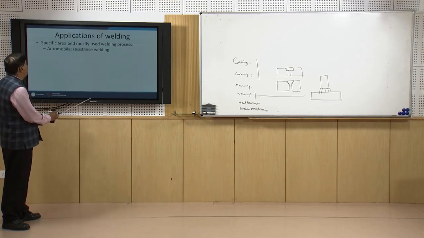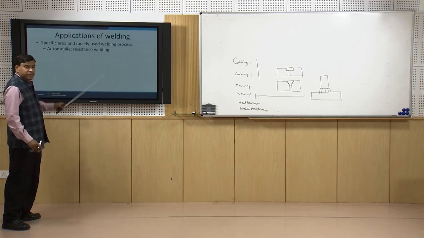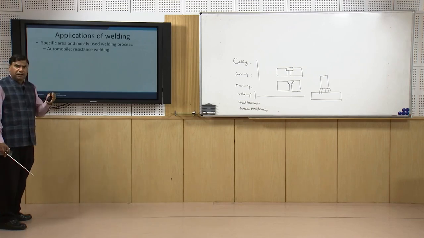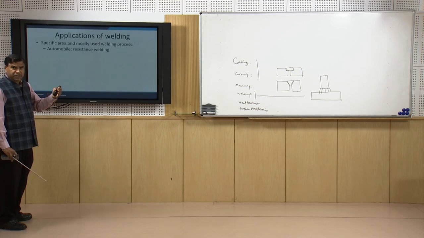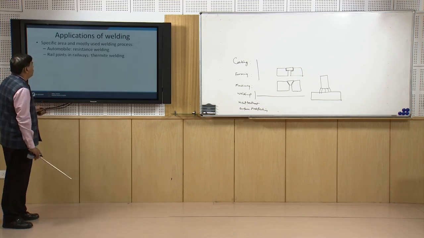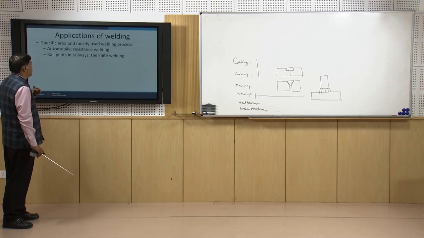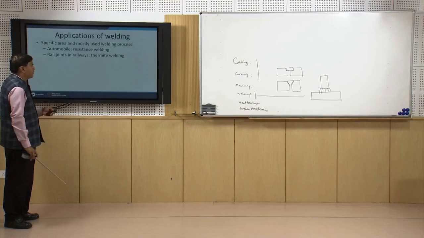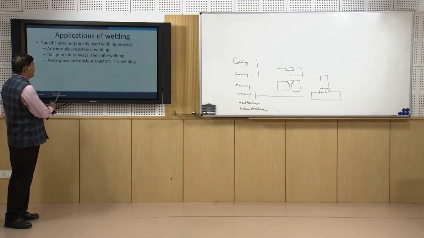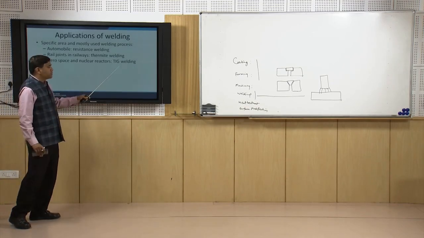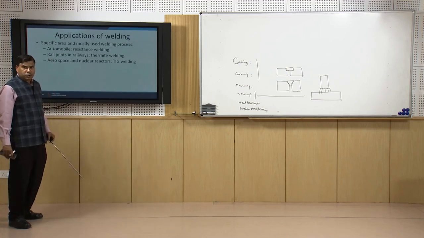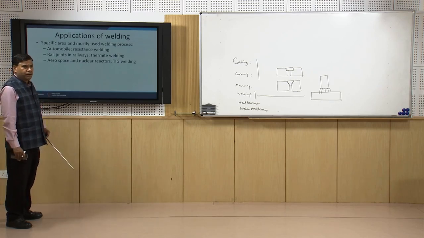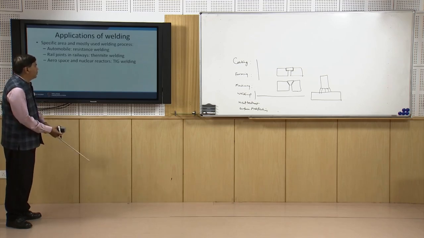In the automobile industry, resistance spot welding is very commonly used. Each car has about 4,000 to 5,000 spots which are produced by the resistance spot welding process. Rail joints normally use thermite welding for producing the butt joint. Then in the aerospace and nuclear industry, TIG welding is invariably used for producing quality joints, so that reliable and sound joints can be made with minimum adverse effects in the heat affected zone due to the welding.